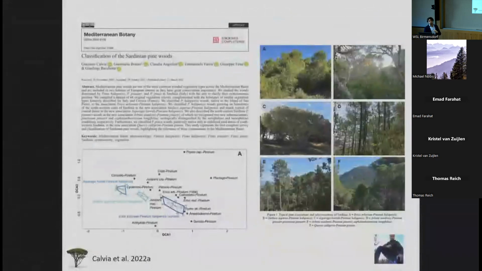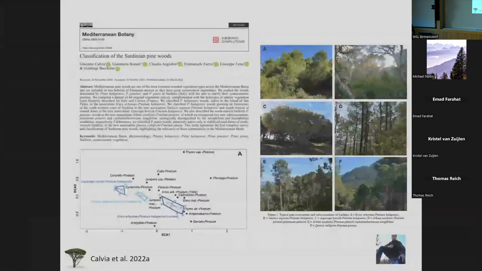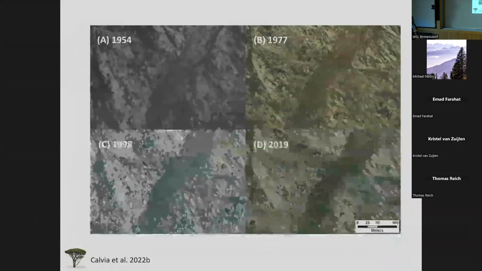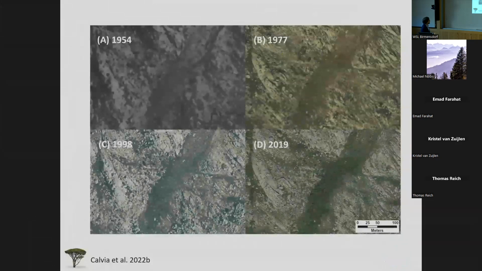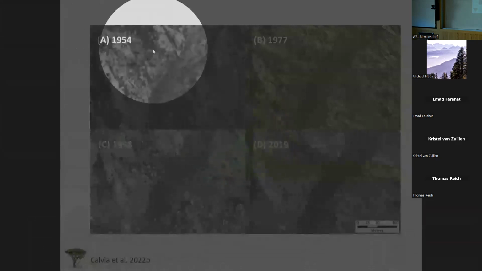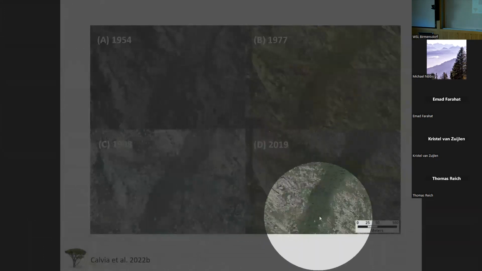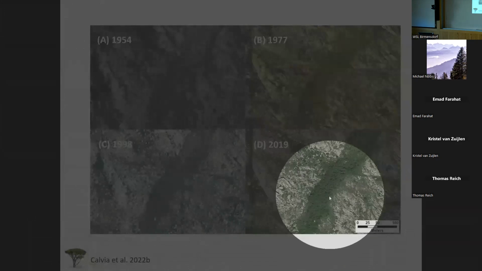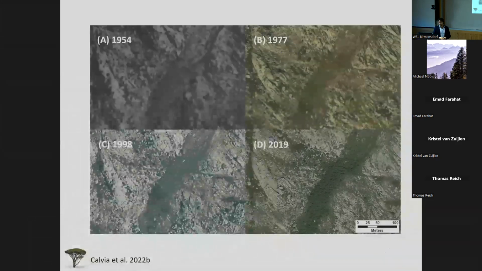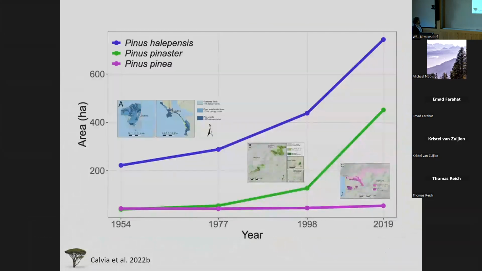Well, first we actually published again the classification of this forest, because nobody did it before, so we needed first to understand what was there in terms of biodiversity, and then we look at the pattern of regaining space from this forest, and here you see a site from 1954, 1977, 1998, and 1999, and you see that all the gained forest area are actually represented by this forest, and in particular this was Pinus pinaster.